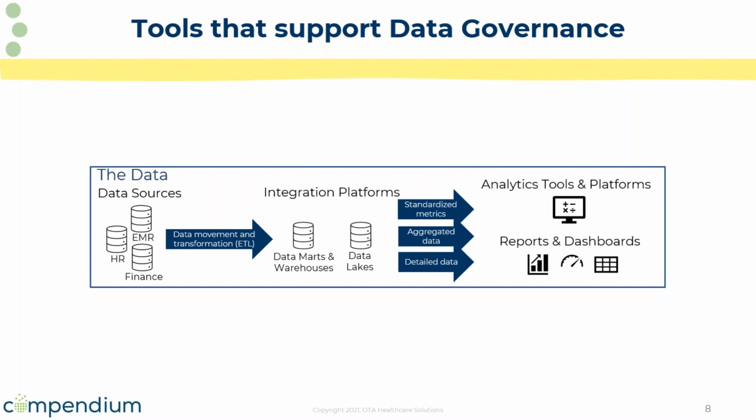So in this diagram, in the middle, we have the data. We have the data we're trying to govern. And this is a pretty generic depiction of data in an organization, but it's pretty common. So we have our data sources on the left: EMR data, HR data, finance data. Those are the source systems, the place where that data is initially entered. Normally, there's some movement of that data, whether it's into data marts and data warehouses, or into data lakes. It might just be into point solutions.